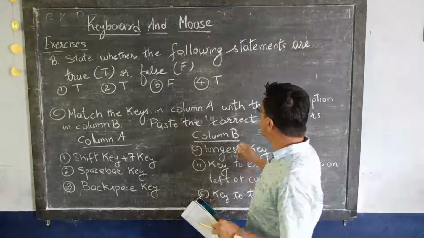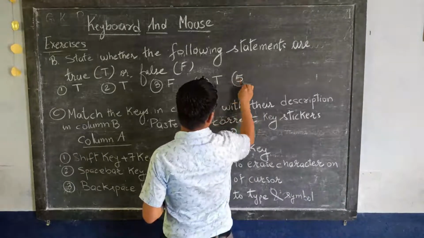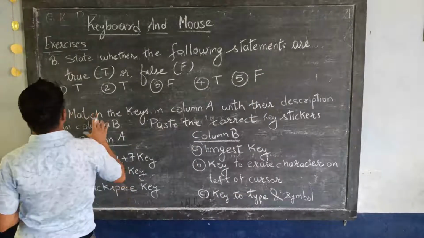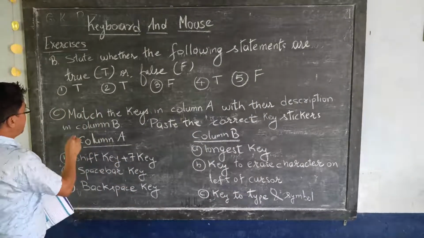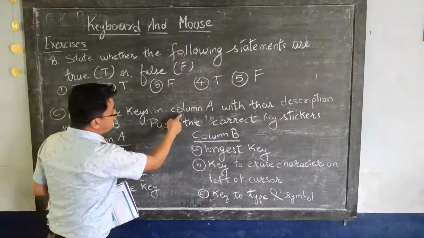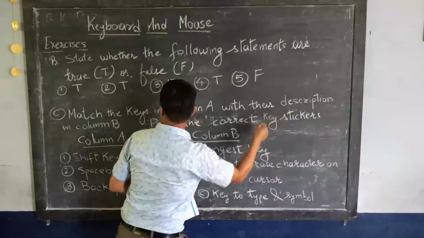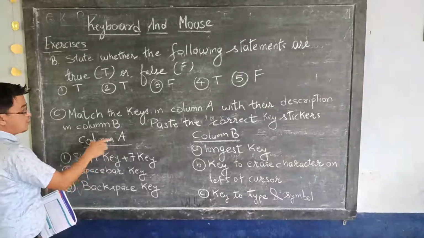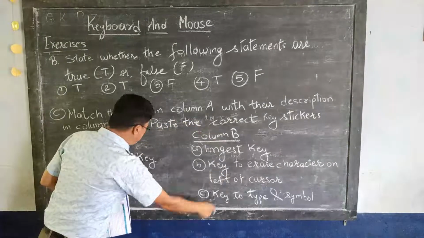That is false. Number 5 is false. So with that we complete exercise B. Now C. Match the keys in column A with their description in column B.